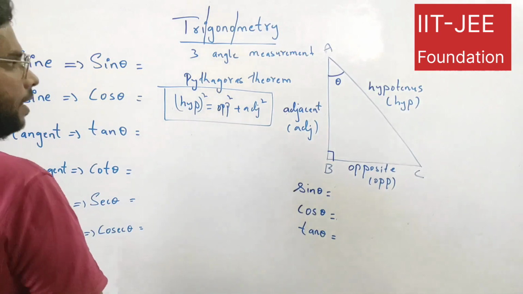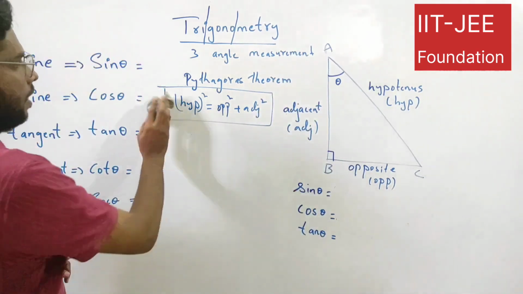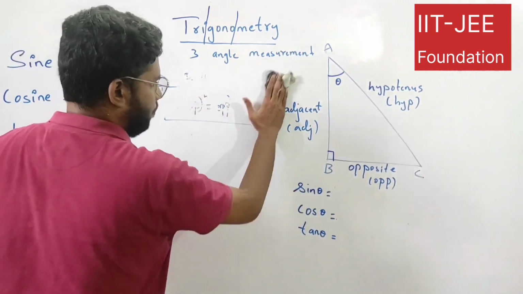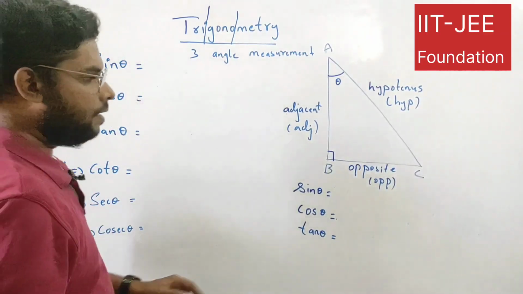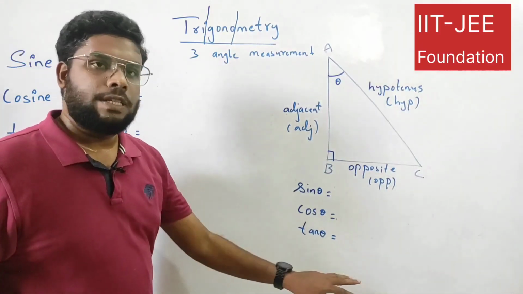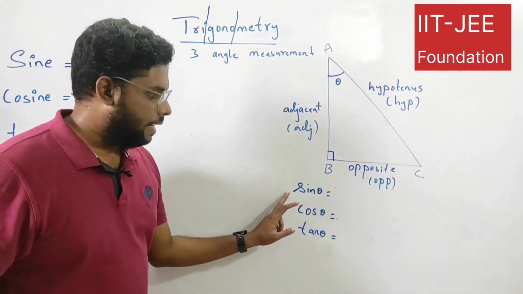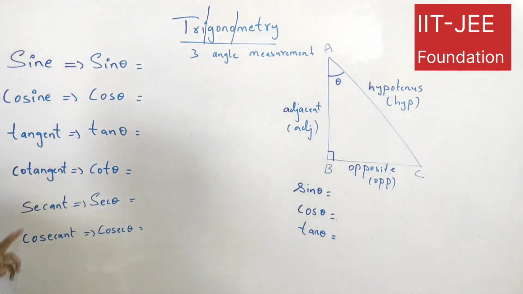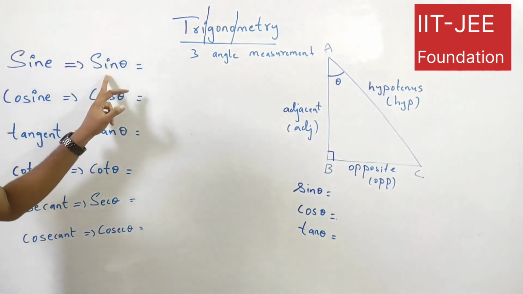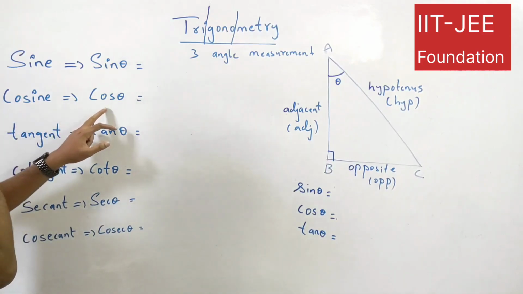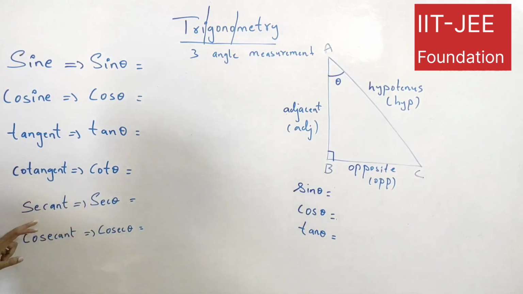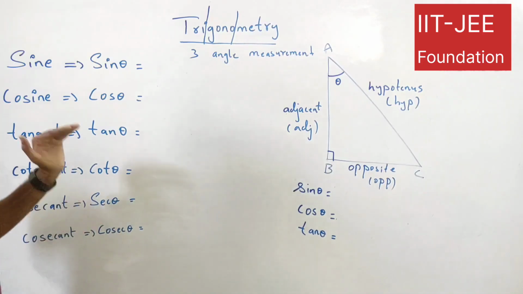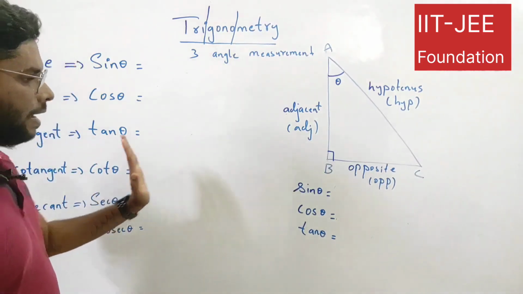Now I think you have got familiar with the right angle triangle. Now let us consider our 6 trigonometry ratios. Basically, three trigonometry ratios are there, and the rest of 3 are their reciprocals. There are 6: sine, known as sin theta; cosine, known as cos theta; tangent, known as tan theta; cotangent, known as cot theta; secant, known as sec theta; and cosecant, known as cosec theta. These 6 are there.